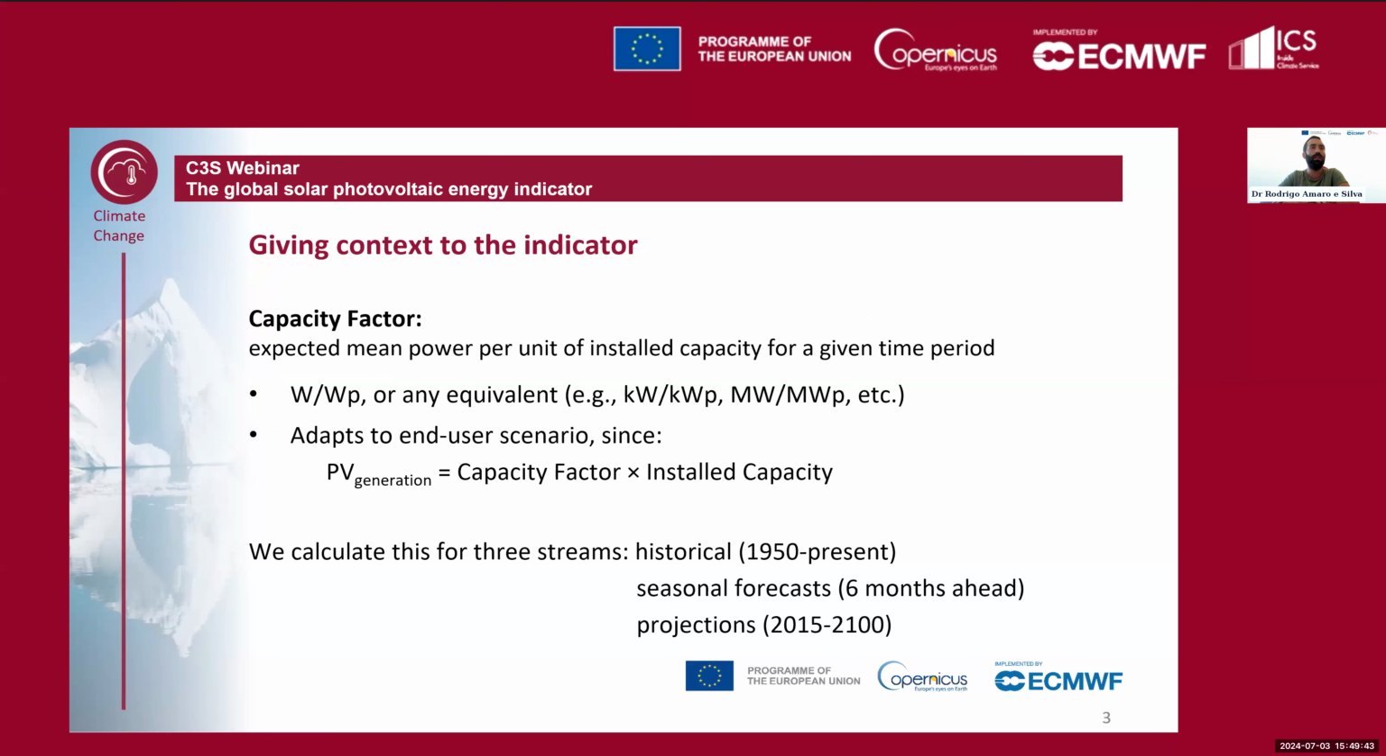The indicator that we're providing for all energy generation technologies, or at least for wind and PV, is a capacity factor, which is an expected mean power per unit of installed capacity for a given period. In the case of PV, it would be something like watt per watt peak or kilowatt per kilowatt peak and so on. What's interesting is that this indicator by itself already provides interesting information, and it can adapt to a given scenario from a given end user by just multiplying by an installed capacity.